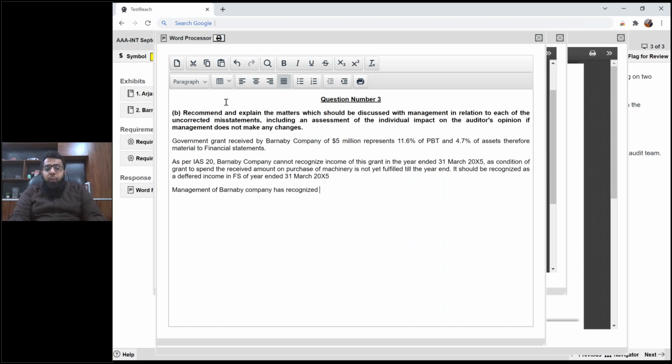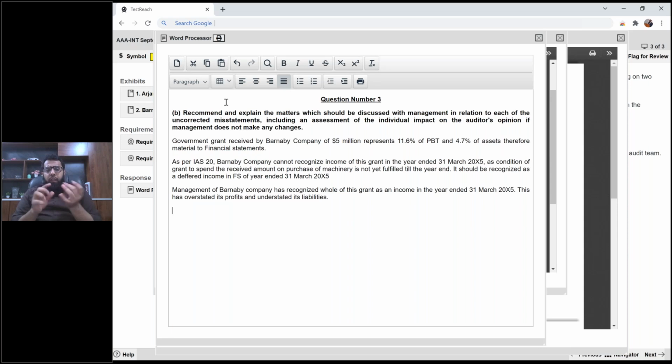has recognized the whole of this grant as an income in the year ended 31st March 2025. This has overstated its profits and understated its liabilities. Since you have recorded it as a profit, as an income, your profits are overstated and it should have been recorded as a deferred income, so your liability is understated.